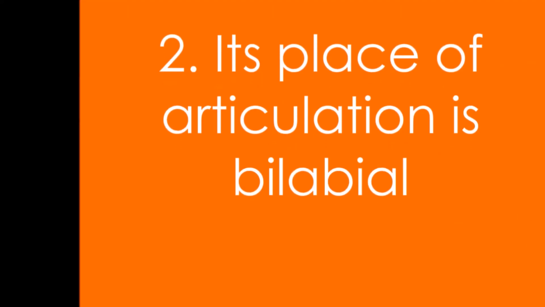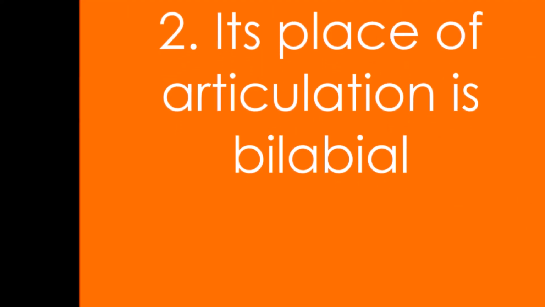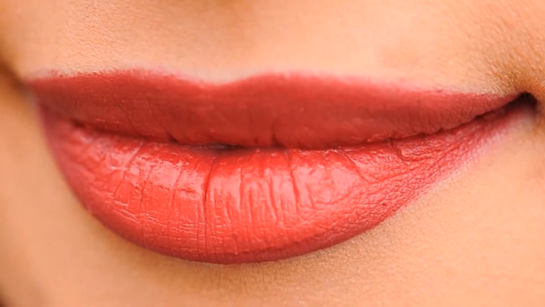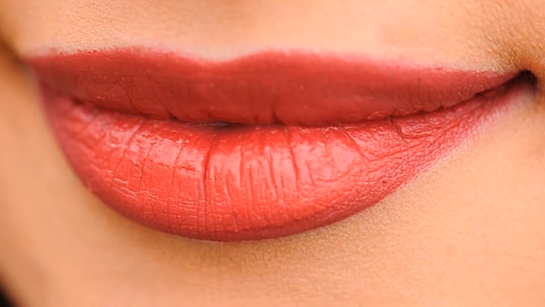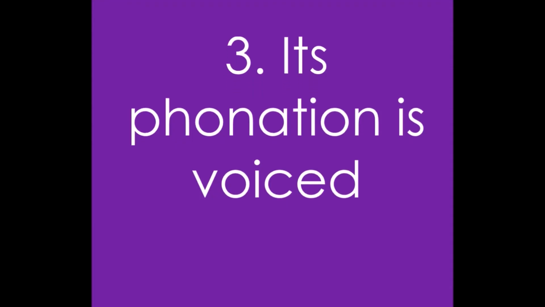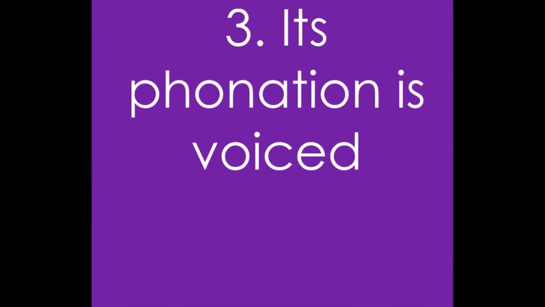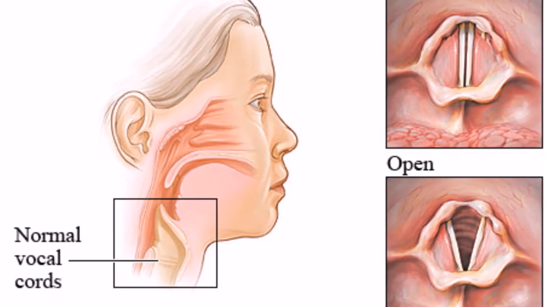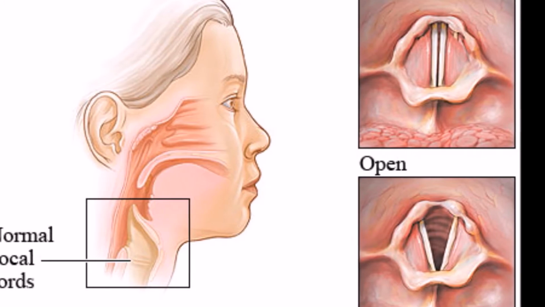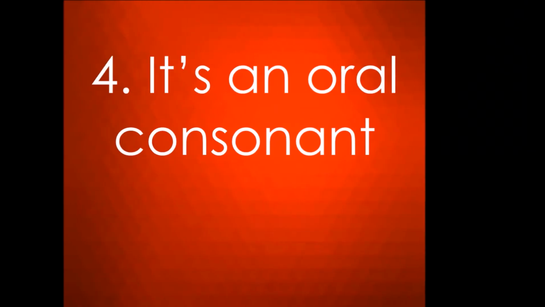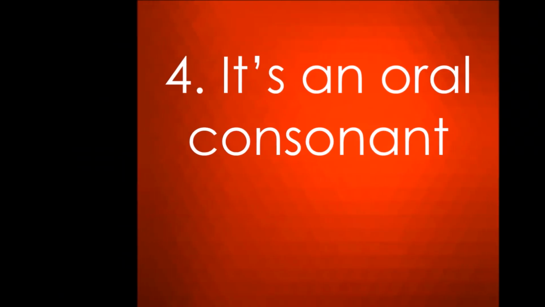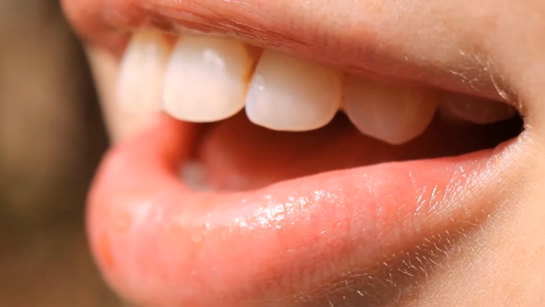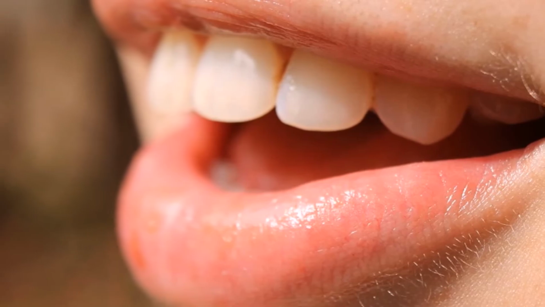2. Its place of articulation is bilabial, and that means we articulate it with both lips. 3. Its phonation is voiced, which means we vibrate our vocal cords during the articulation. 4. It's an oral consonant, and that means we allow air to escape through the mouth only.